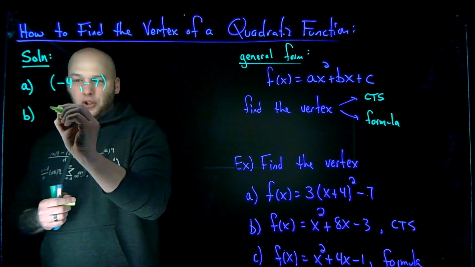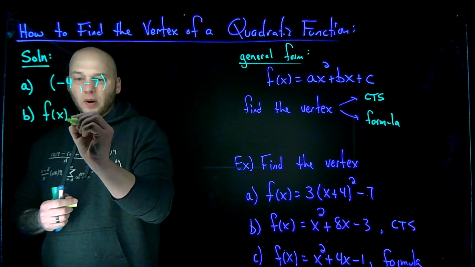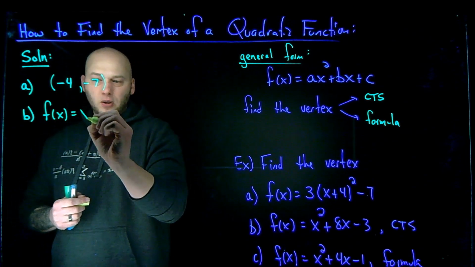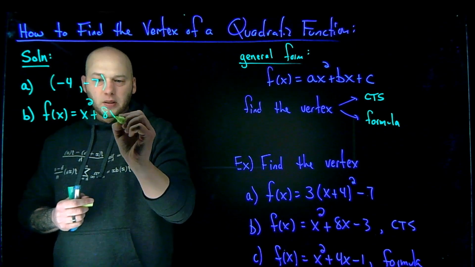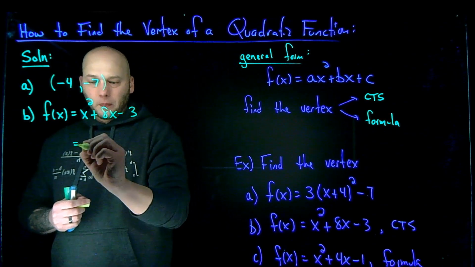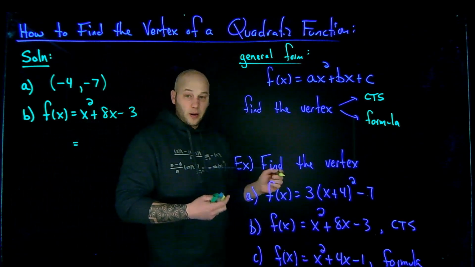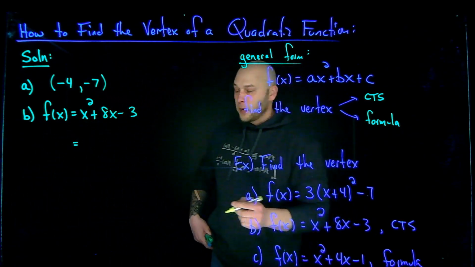I have a general form quadratic, but what I want to do is find the vertex using the technique of completing the square. So x squared plus 8x minus 3. Okay. Let me go ahead and run through how to complete the square.